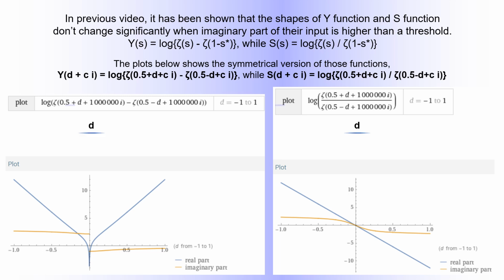In these plots, d is the variable being plotted on the horizontal axis. It represents the real difference between the input of the zeta function and the critical line. C is a constant value for the plots. It represents the imaginary difference between the input of the zeta function and the real line. In these plots, C equals 1 million. Both C and D are real numbers.